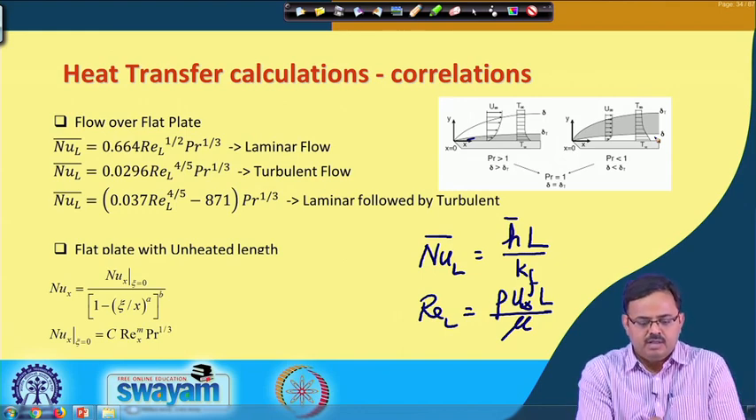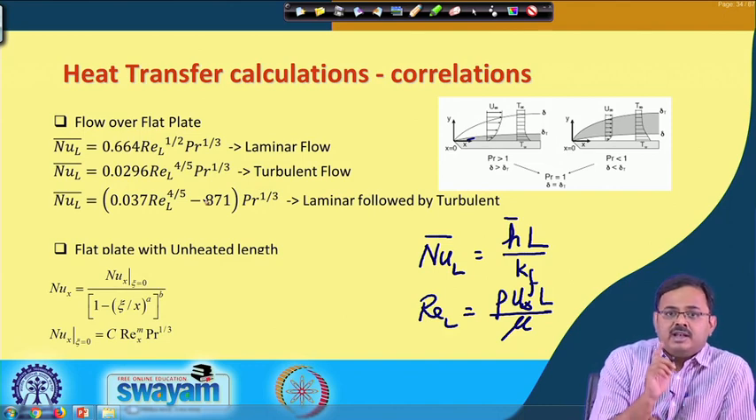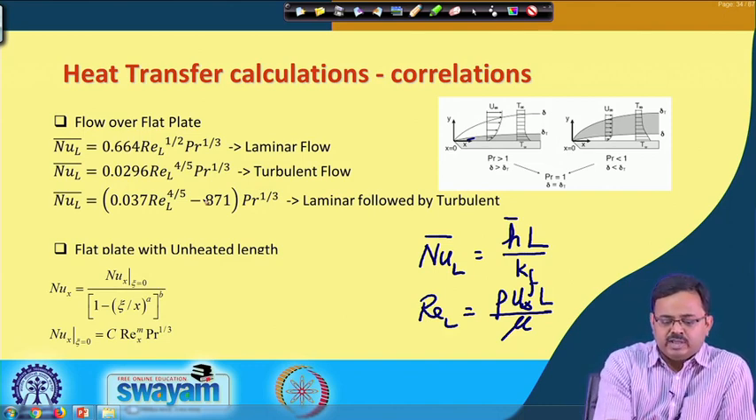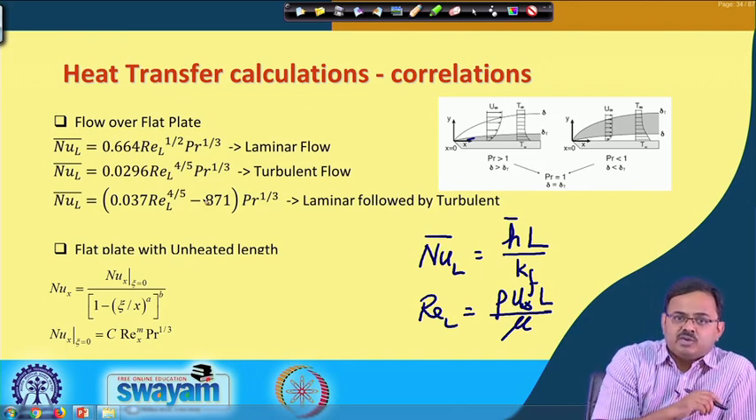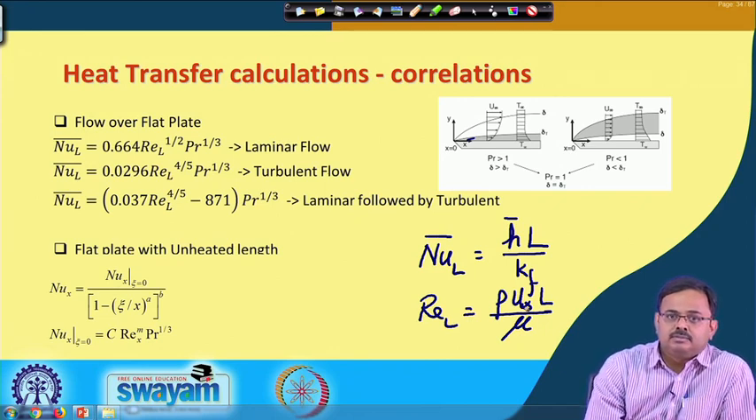All right. So, for turbulent flow, look at the correlation. The dependence on Reynolds number is now 4/5. So, a few things. Nusselt number in laminar flow is proportional to Reynolds to the power half, which means the heat transfer coefficient is proportional to the square root of the velocity. Clear?